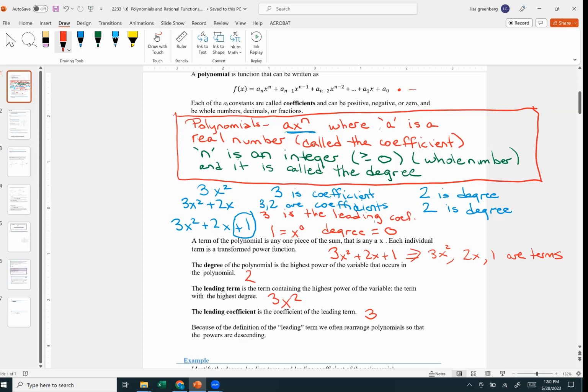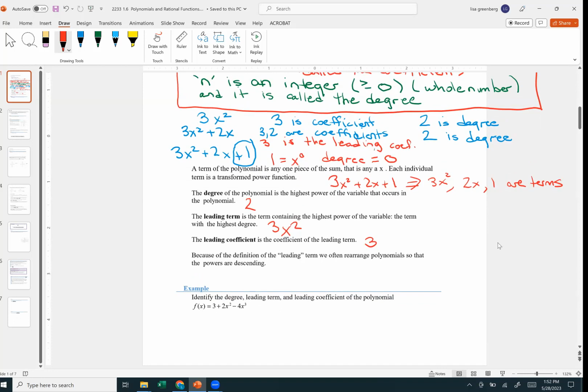This right here, notice it starts with x to the n, and it ends with a constant with no x, and the exponents are decreasing. Okay.